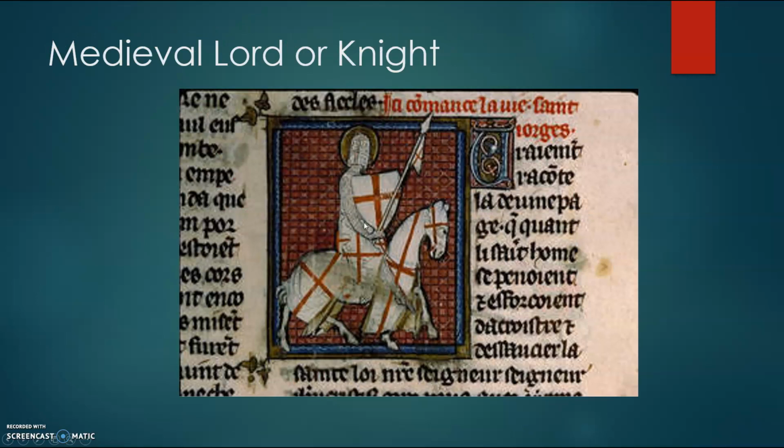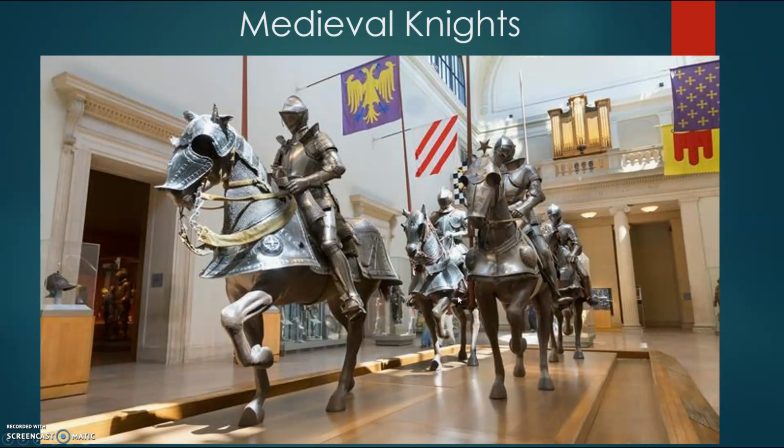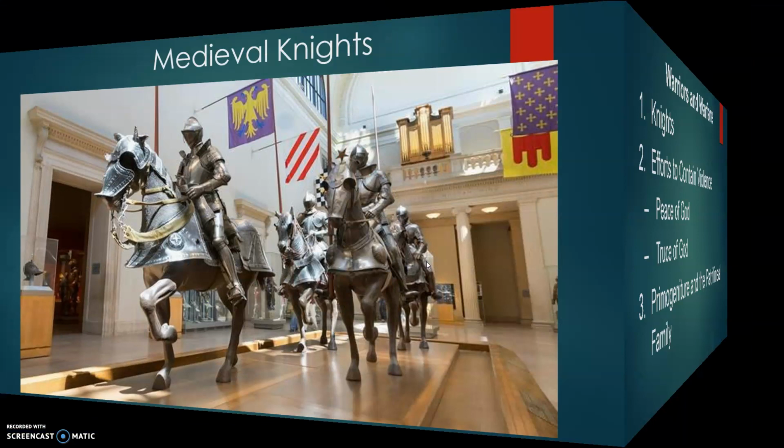Here's a medieval lord or knight that you see here. More of the knight's armor. We'll talk about chivalry and all that later in chapters, so we'll deal with that. But these are some depictions. These are actually ancient knights. This is from the Metropolitan Museum in New York. You can see some of the armor here for the knights.